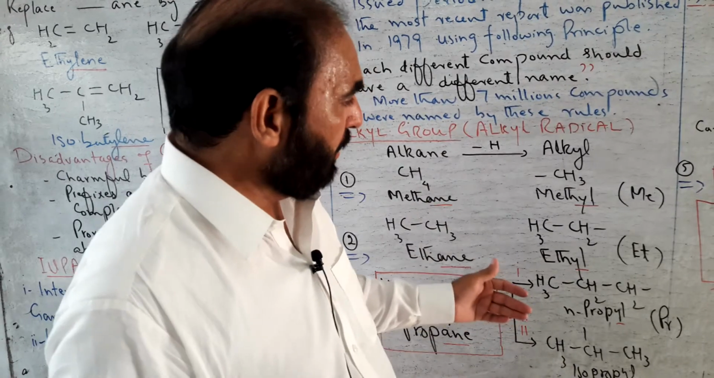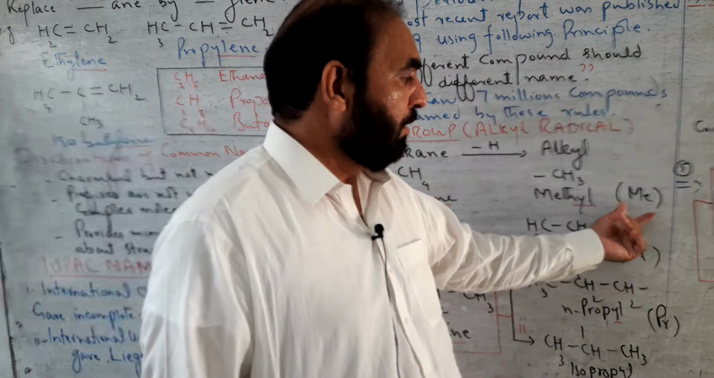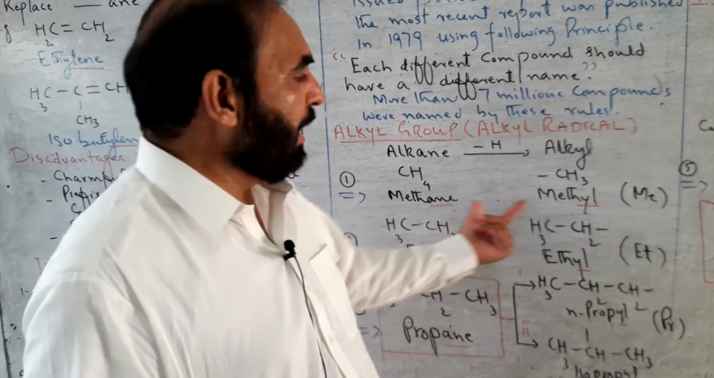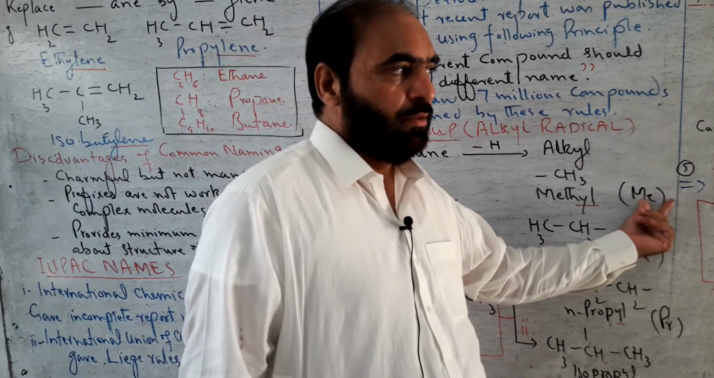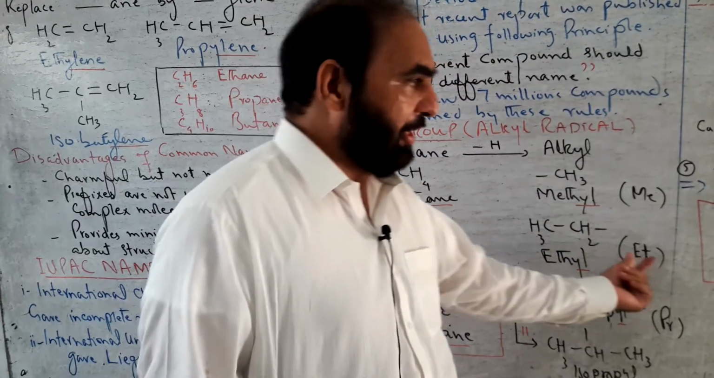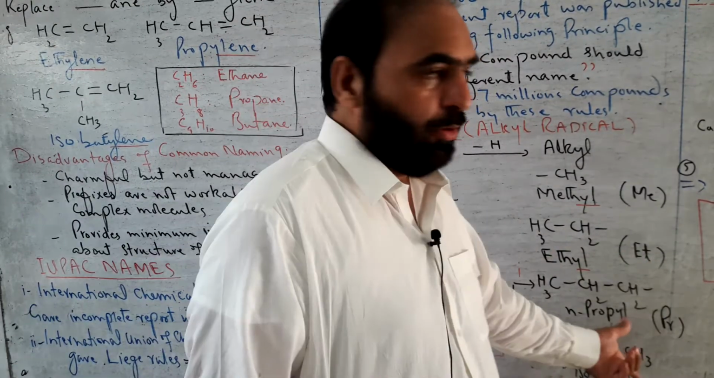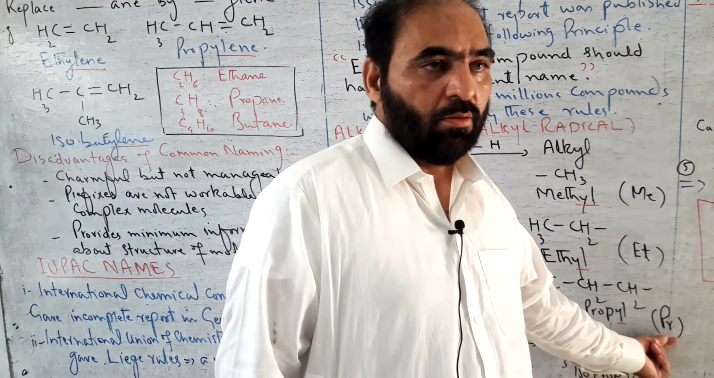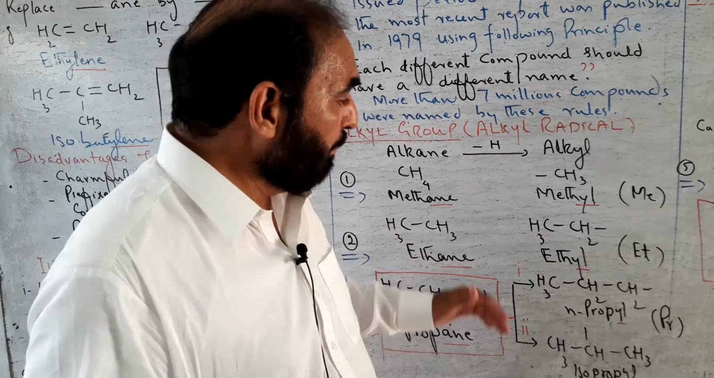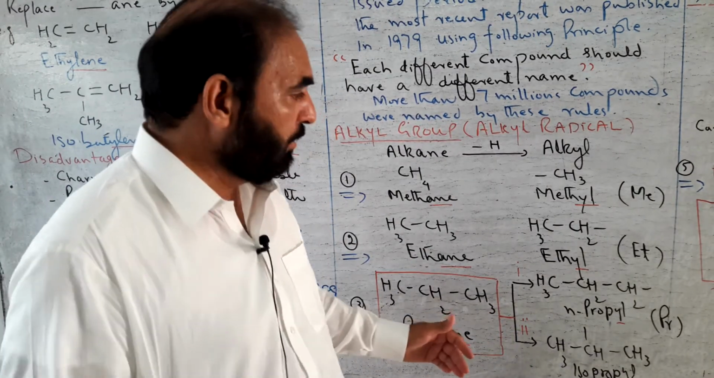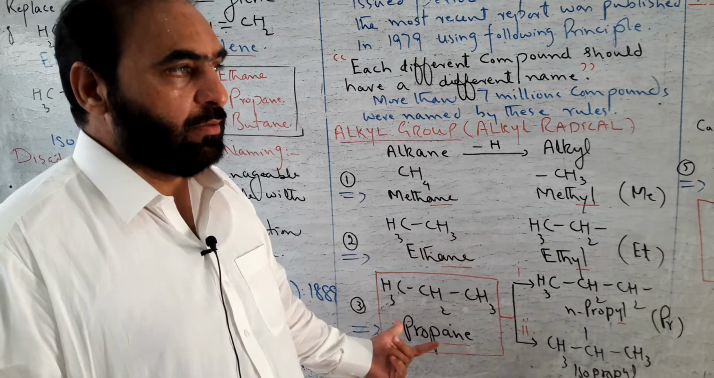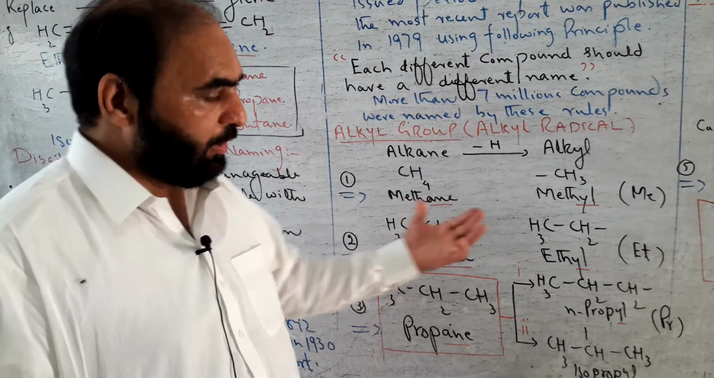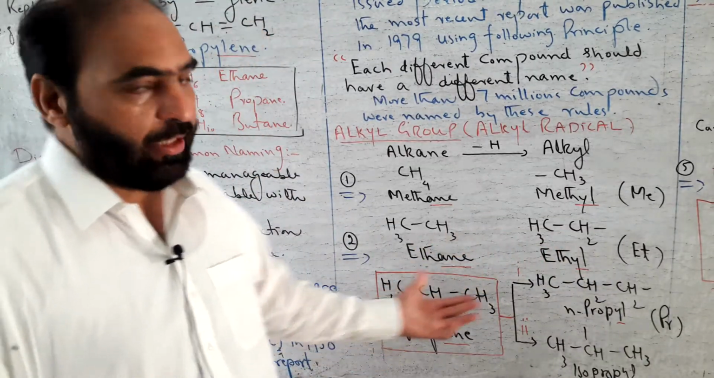These alkyl groups can also be written with a simple abbreviation. For example, methyl can be represented as Me, ethyl, Et, and either of the propyl as Pr. So these are the simple alkyl groups up to 3 carbon alkane. From methane we get methyl, from ethane we get ethyl, and from propane we get propyl.